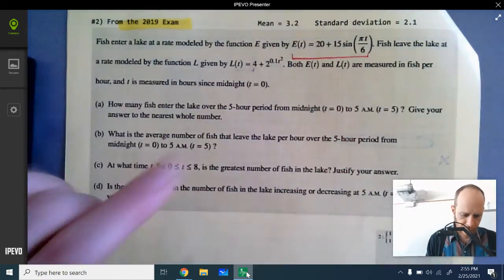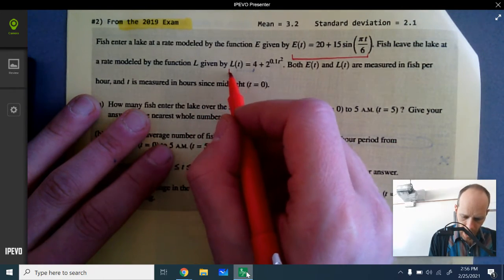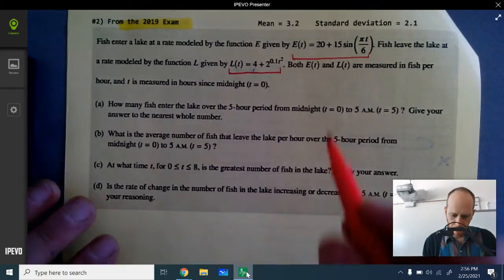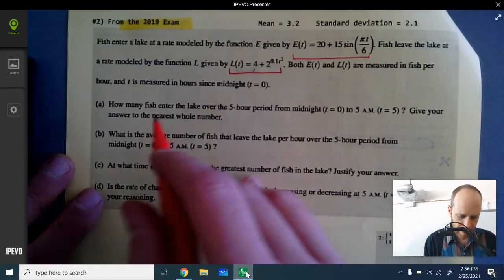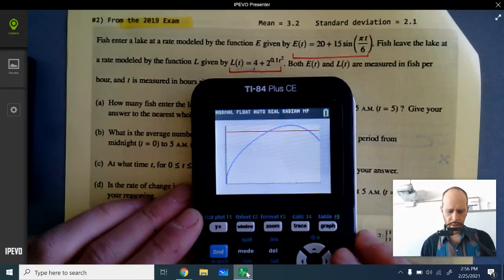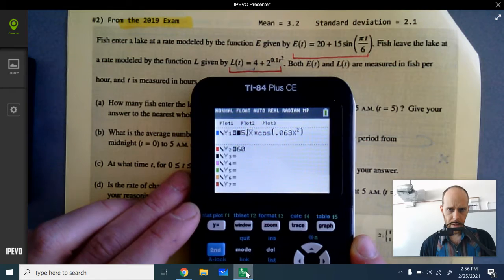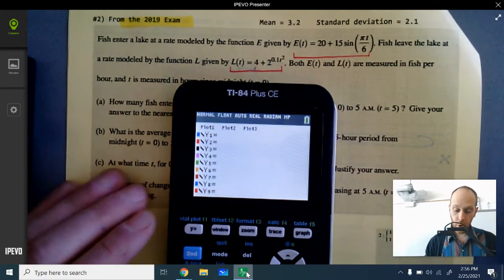Fish leave a lake at a rate modeled by the function L given by. Both E of t and L of t are measured in fish per hour, and t is measured in hours since midnight. We know that this right here is a rate in, rate out problem. We always want to start those two ways.